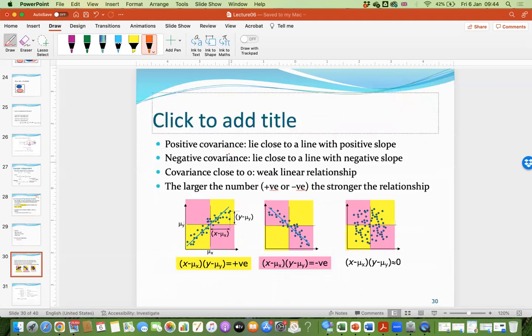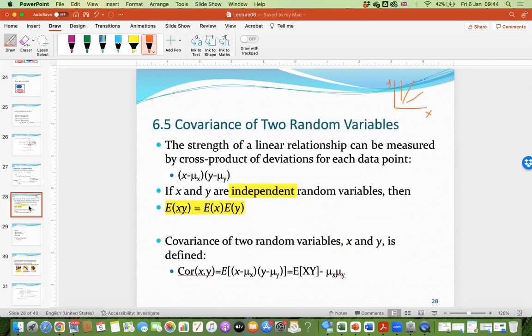if my value is positive, it lies close to a line with positive slope. If my covariance value is negative, it means I have a line with negative slope. But if my covariance is close to 0, it means they don't have much relationship between them. But I can't say that they are independent or not. I can only say the relationship between them. Do you know what I mean?